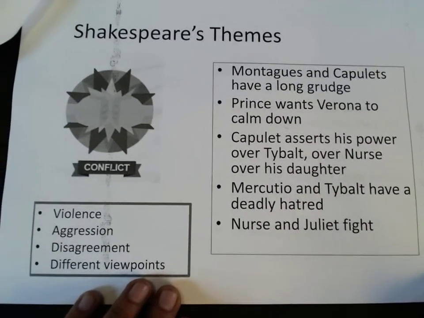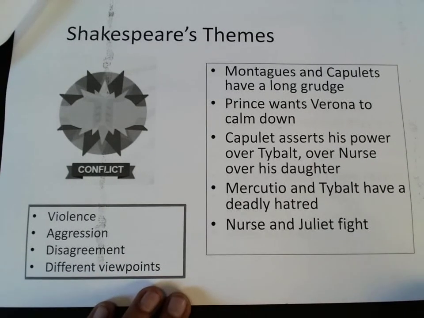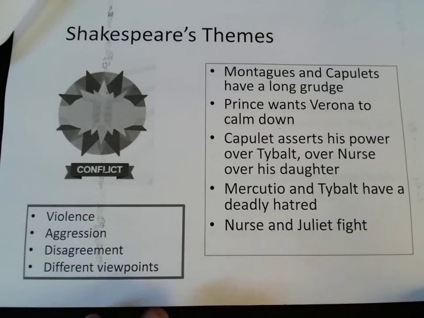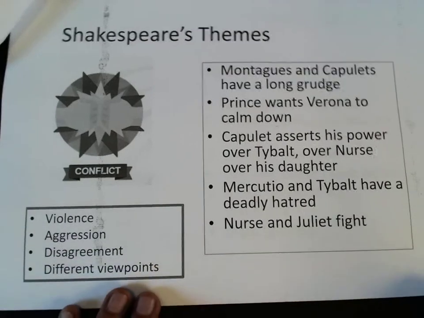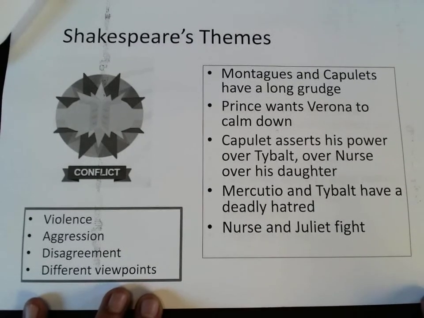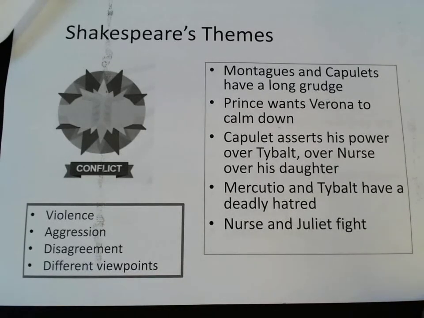So there are a lot of themes for conflict that are relevant. The long grudge between the Montagues and the Capulets, the way the prince wants to calm down Verona, the way Capulet asserts his power over Tybalt later in the play, how he asserts his power over the nurse and over his daughter. Capulet's really quite a subtle but well-developed character. There's, of course, the deadly hatred between Mercutio and Tybalt that leads to both of their deaths. There is actually a kind of tension between the nurse and Juliet after Romeo kills Tybalt.